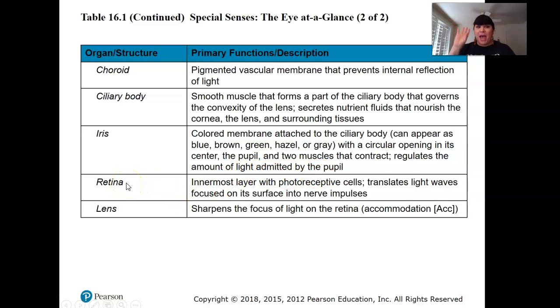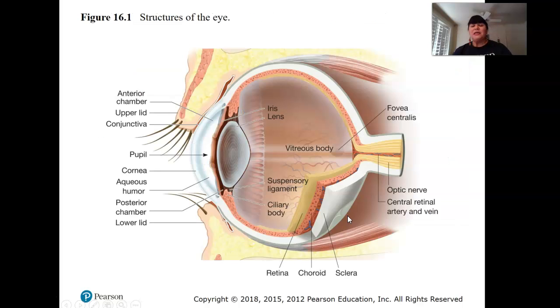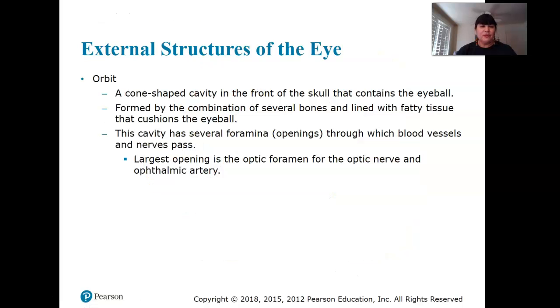Retina, in the back, innermost layer, photoreceptors, so the cones and the rods are there, translate the light waves focused on its surface into nerve impulses. The lens sharpens the focus on the retina. All right, so that's basically all of it, yeah? And then here's the actual picture. Again, this is the sagittal section, and this is a lateral view, and then you can look at all of this. So kind of really cool there.